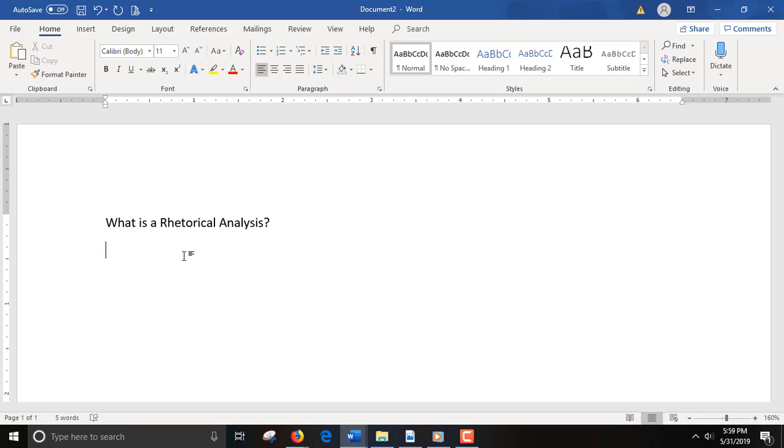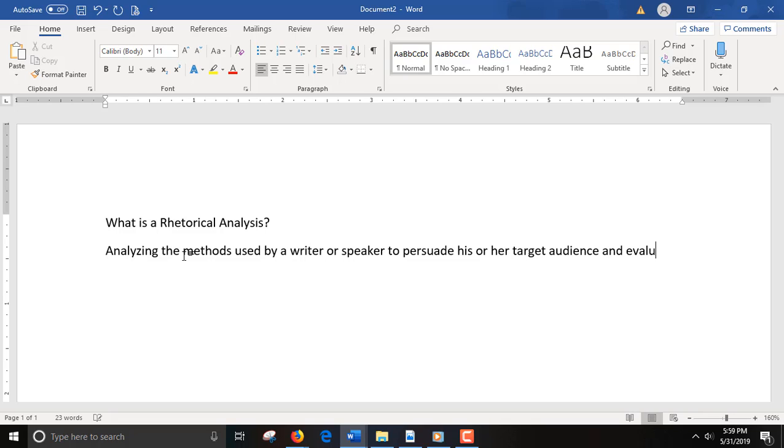Okay, so what is a rhetorical analysis? A rhetorical analysis is analyzing the methods used by a writer or speaker to persuade his or her target audience, and evaluating the degree to which those methods were successful or not. So you look at something that's persuasive, and then you determine what did the author use to persuade those audience members, and how effective was it.